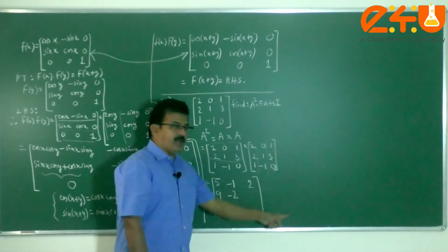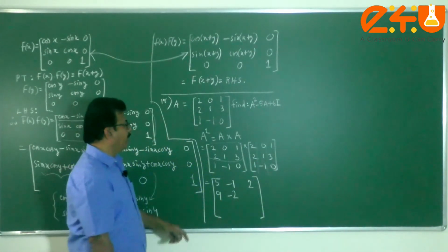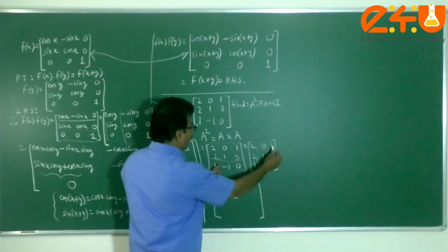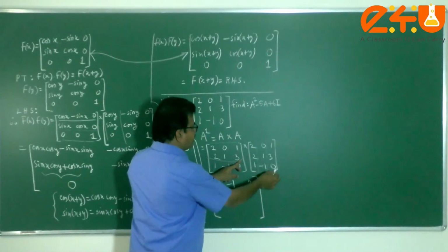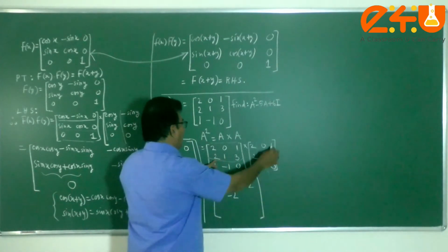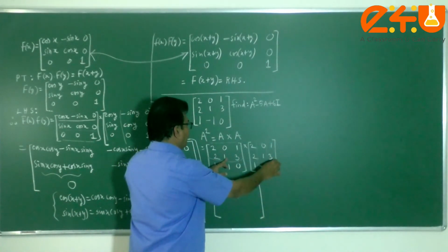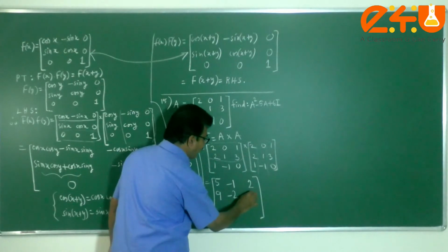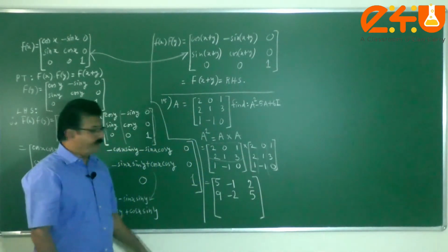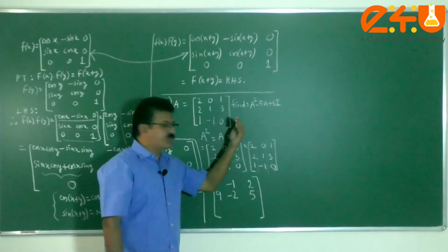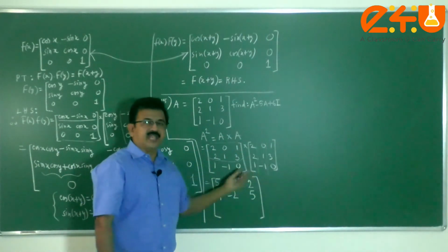Second row, third column. So when we move on to second row, third column, have the pairs in mind. 2 into 1, 1 into 3, 3 times 0. So 0 you can ignore. You can add 2 into 1 and 1 into 3. So 2 plus 3 only, and it gives the result 5. Is that fine?